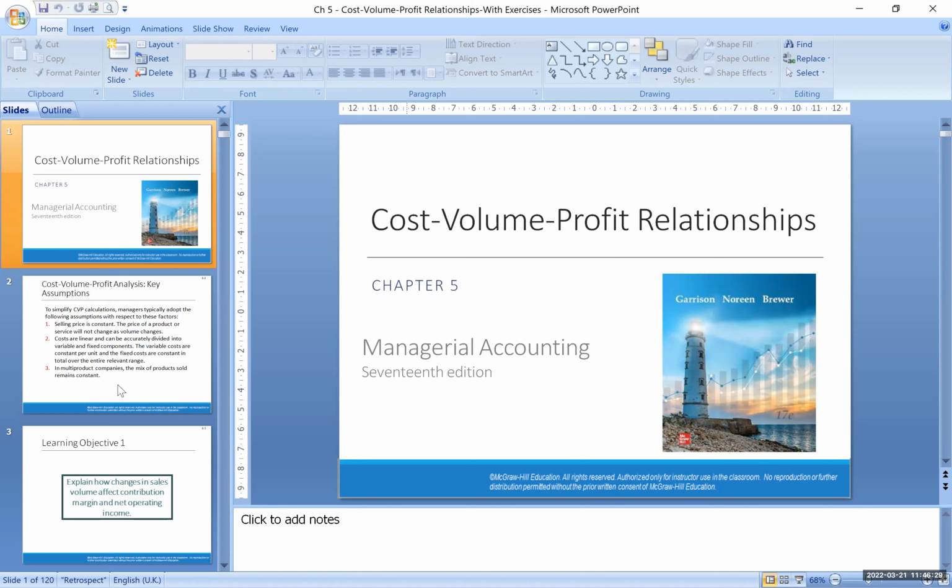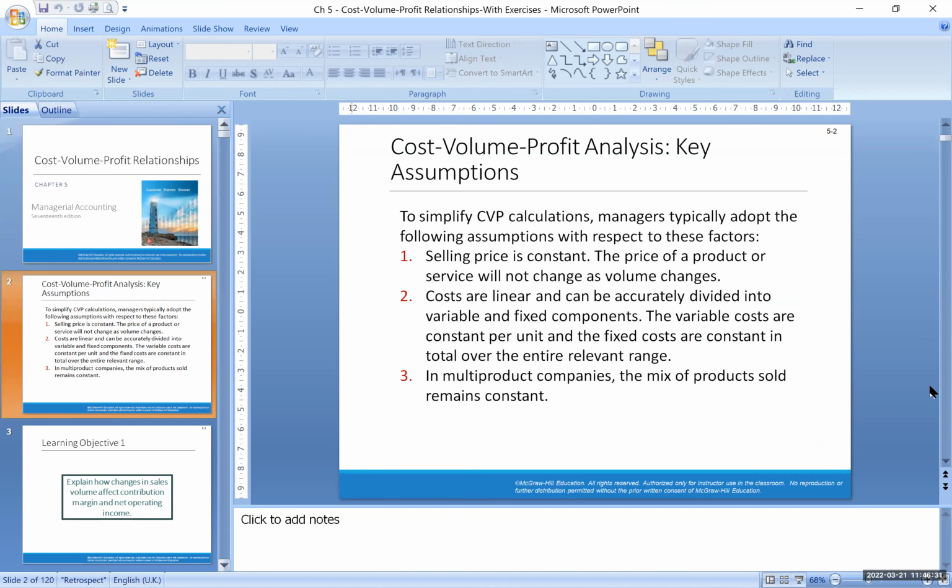Chapter 5, and we do have some assumptions for the chapter. To simplify the cost, volume, profit analysis, which we call CVP analysis, CVP, which refers to cost, volume, profit analysis, managers typically adopt the following assumptions with respect to these factors.